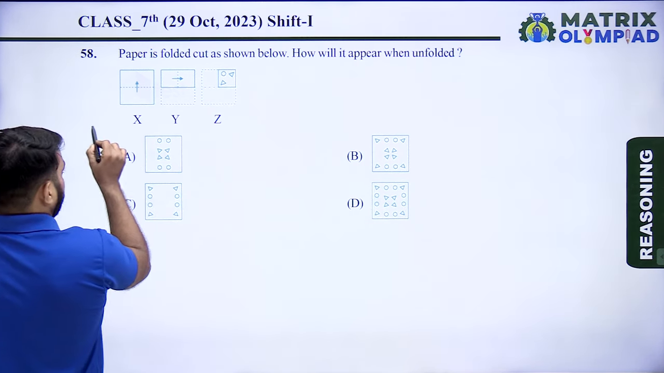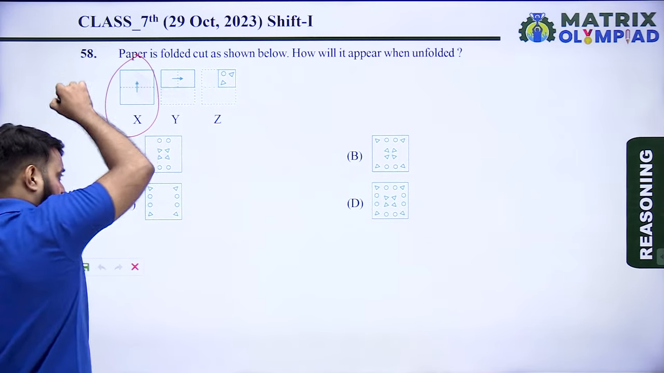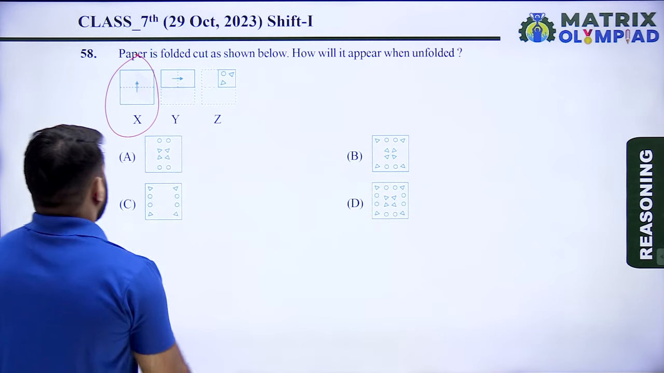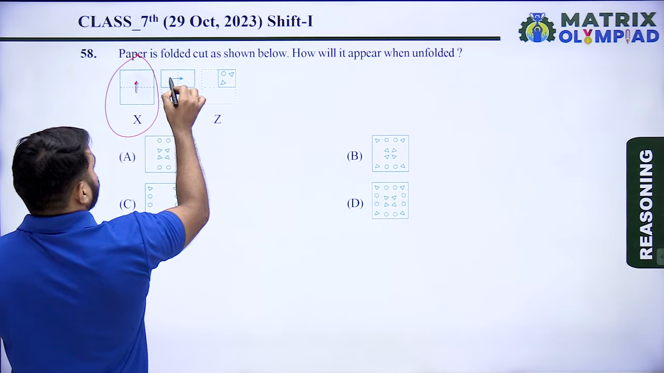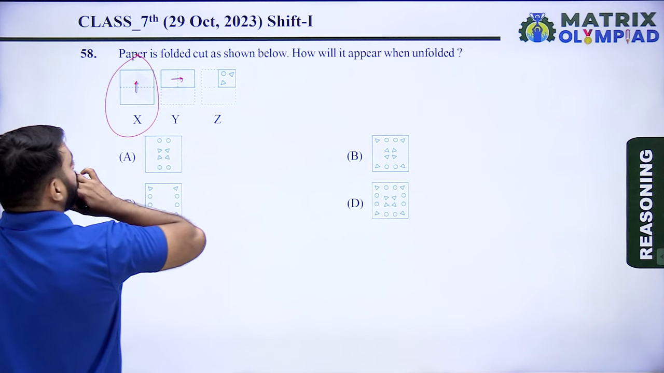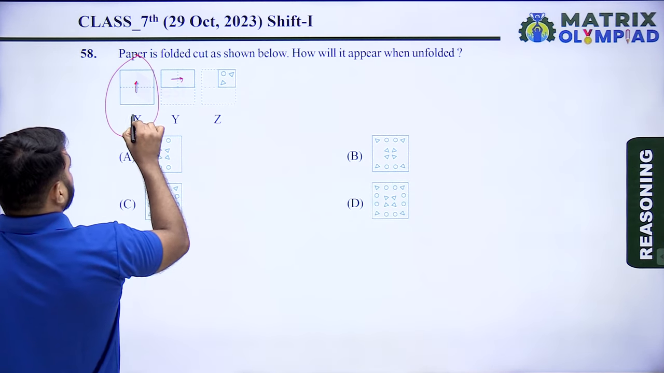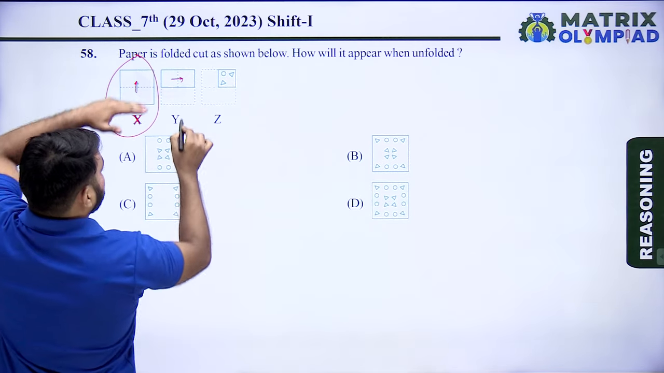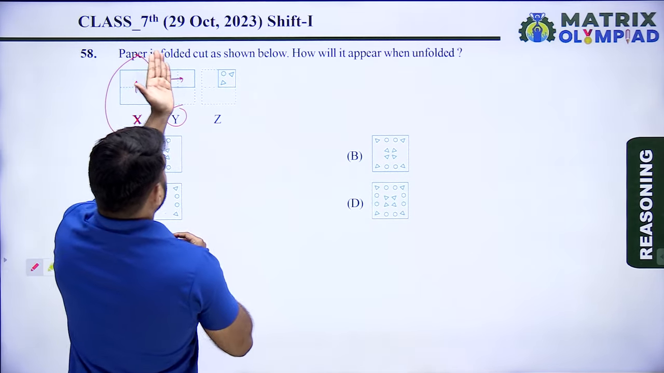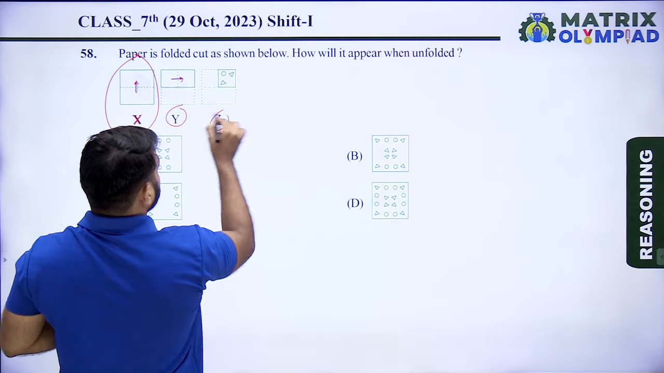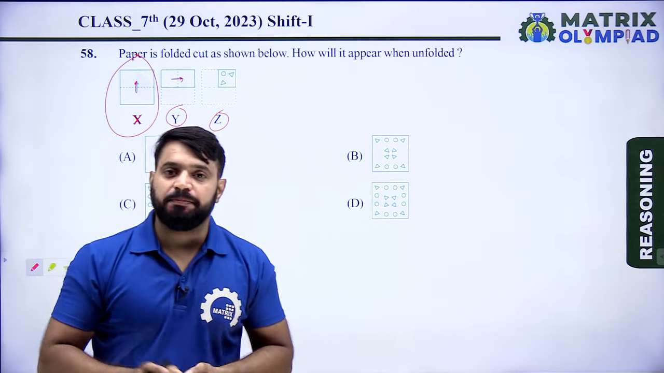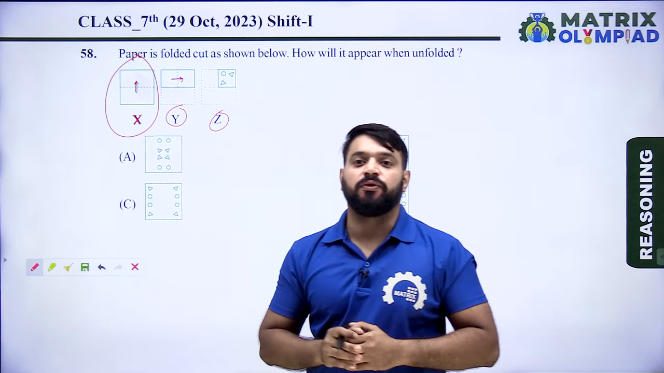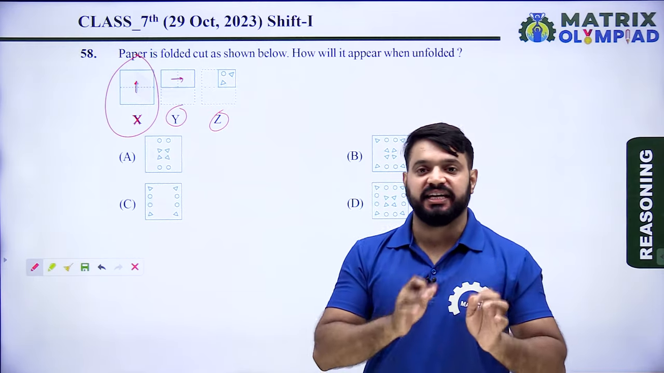So find the figure of unfolded paper. Find the figure of X, because X represents unfolded paper. This arrow shows the folding direction of the paper. First of all, we folded X, then we go to Y. Now we folded Y, then we go to Z. Now unfold the paper in the same sequence in which it was folded and find the mirror image in each case.